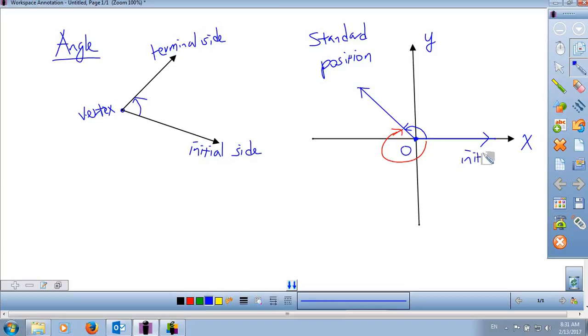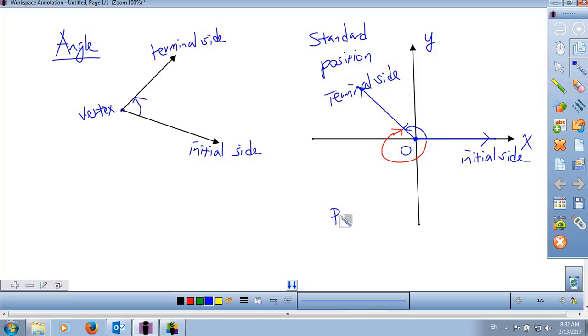This is the initial side. In a standard position, the vertex of the angle will always be on the origin. The initial side will always be on the positive x-axis, and this other side could be anywhere, but it is called the terminal side. So the terminal side is anywhere on the coordinate plane, depending on your rotation.